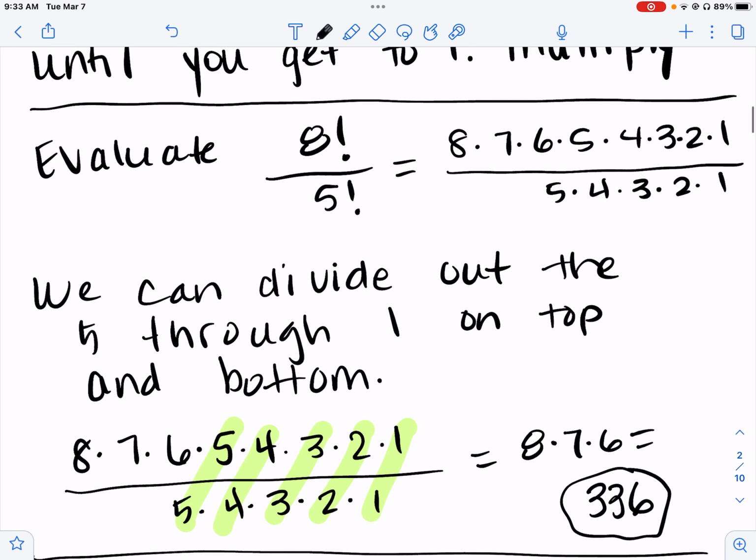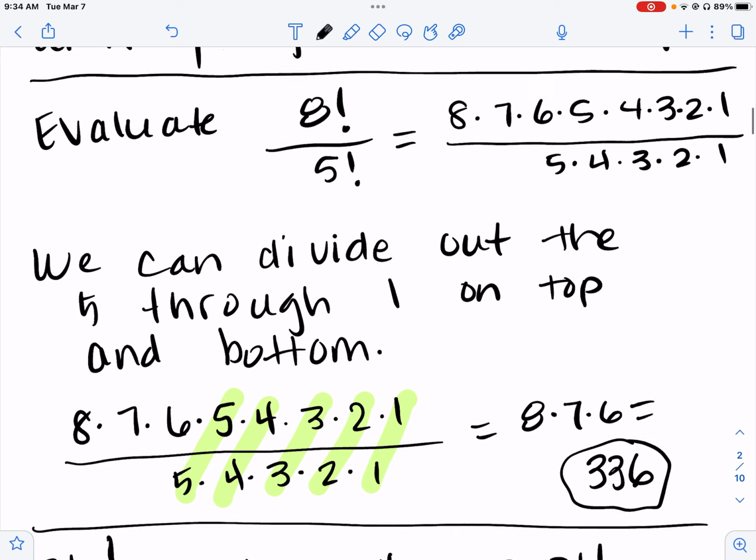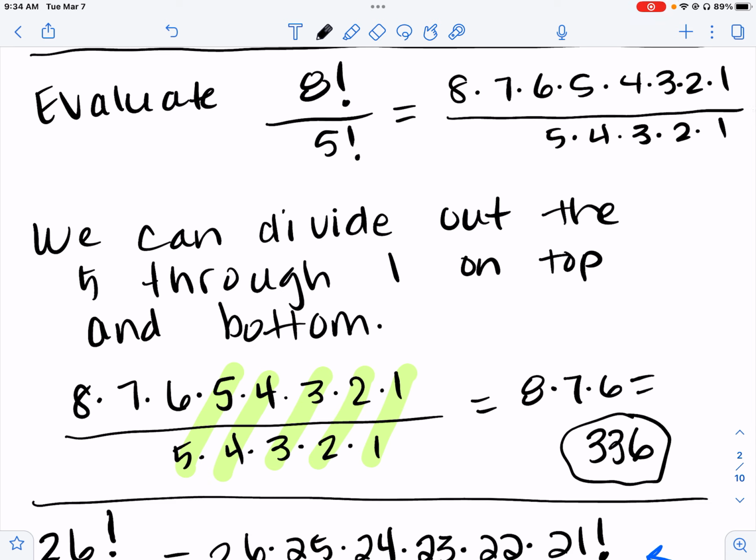Evaluate 8 factorial divided by 5 factorial. So you write out 8 factorial, 8 through 1, and 5 factorial, 5, 4, 3, 2, 1, and multiply. But to make it easier, you can divide out anything you have on top and bottom because we're multiplying. So we can divide out the 5, 4, 3, 2, 1. All we're left with is 8 times 7 times 6, which is 336.